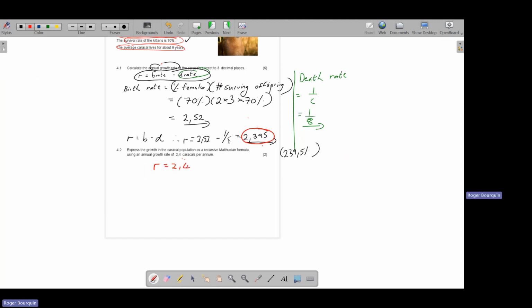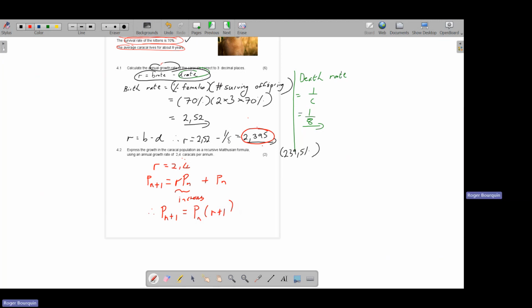Okay, the Malthusian model formula you're not given. But it's just percentage increase. So P to the N plus 1, it's a recursive formula, remember? Well, it's equal to R, that's your increase in your population, if you want to understand the formula, plus the original population. And that factorizes to P to the N plus 1 is equal to P to the N times (R plus 1).